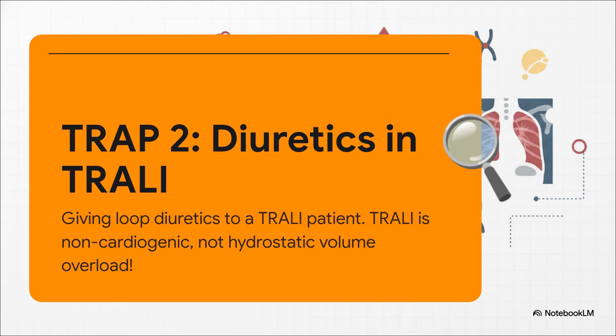Trap number 2, giving loop diuretics to a hypoxic TRALI patient. TRALI is non-cardiogenic pulmonary edema driven by a severe immune attack on recipient neutrophils. It is not hydrostatic volume overload. If you give loop diuretics to a TRALI patient, you will fatally crash their hemodynamics. Diuretics are strictly reserved for TACO.